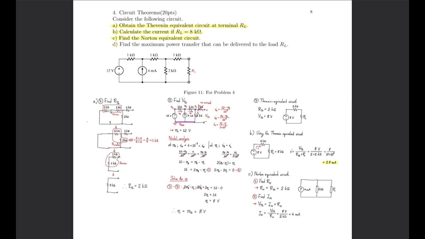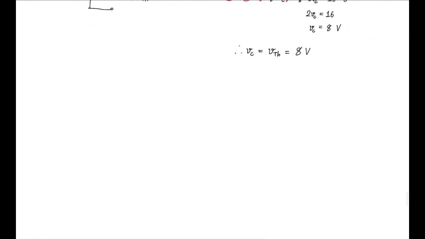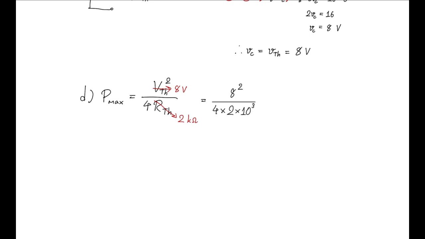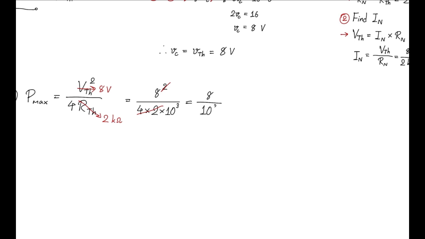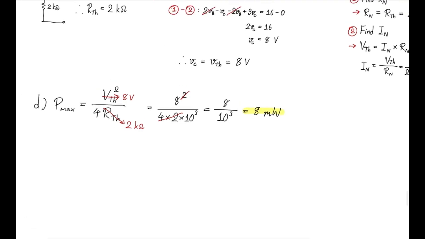Lastly, D. Find the maximum power transfer that can be delivered to the load RL. The maximum power transfer to the load RL can be found by the formula Thevenin voltage squared divided by 4 times Thevenin resistance. Substituting in the values and computing then yields the maximum power transferable to the load, which is 8 milliwatts.